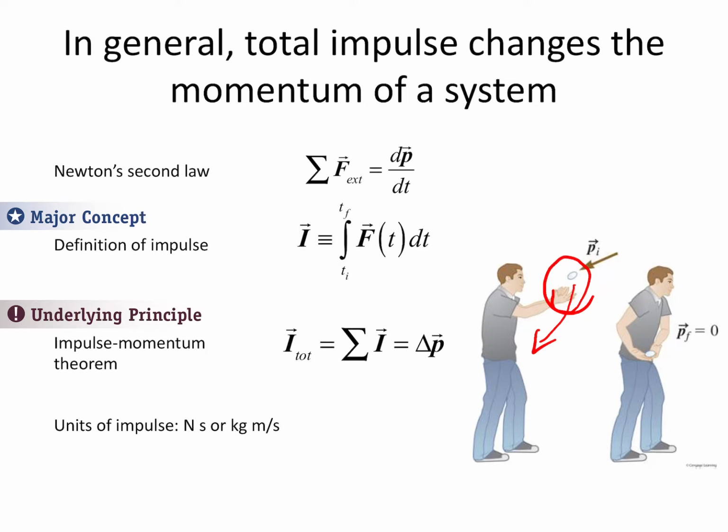And why do we need to do that? Because we want to reduce the average force exerted on our hand and on the egg. If you keep your hand there, there is a good possibility that the egg is going to be broken because the average force is going to be large.